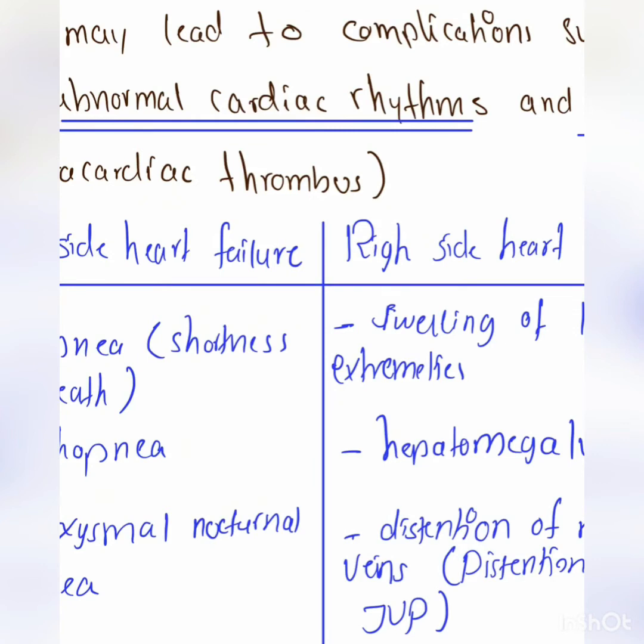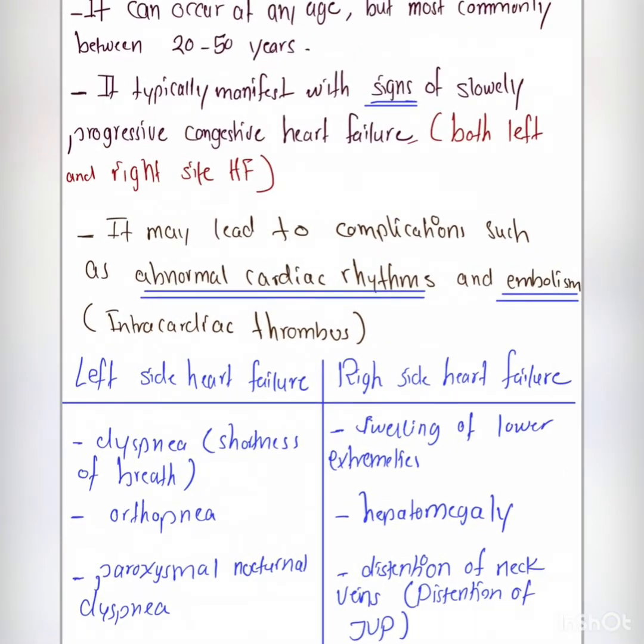This table demonstrates the difference between left side heart failure and right side heart failure. In patients with left side failure, it will present with dyspnea, orthopnea, or paroxysmal nocturnal dyspnea, while patients with right side failure present with bilateral lower limb edema, hepatomegaly or increase in the size of the liver, and distension of neck veins, mostly the jugular vein. Patients with dilated cardiomyopathy usually present with biventricular failure, meaning both left and right side failure.